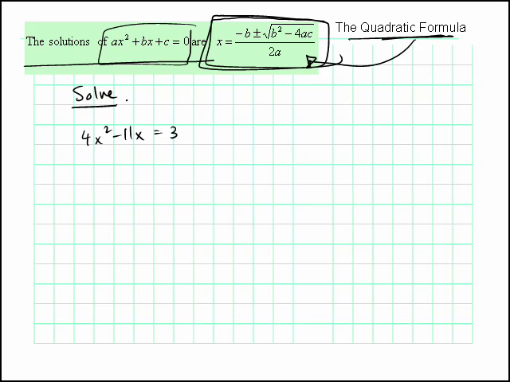Now, in order to use the quadratic formula, we have to have our quadratic equation in standard form, meaning it has to be equal to 0. So my first step here would actually be to move the 3 to the left side like that. In this form, I can tell a equals 4 here, b is negative 11, and c is negative 3. Those are the numbers I'm going to plug into the quadratic formula.